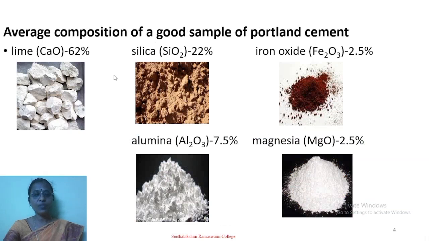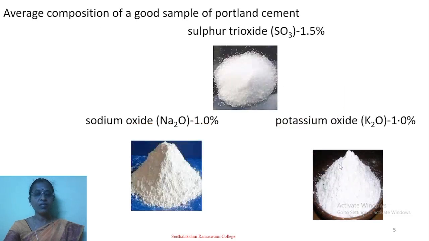The average composition of a good sample of Portland cement is 62% of lime, 22% of silica, 7.5% of alumina, 2.5% of iron oxide, 2.5% of magnesia, 1.5% of sulfur trioxide, 1% of sodium oxide, and 1% of potassium oxide.